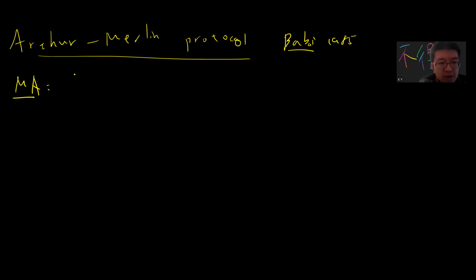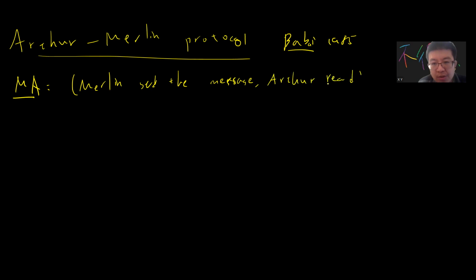Okay, so MA means that Merlin sends a message, and Arthur reads it. Okay. And Arthur is somehow like a probabilistic Turing machine. Okay, so you can imagine that MA is like the mixed type of NP and BPP. Okay, so let's write down the definition.